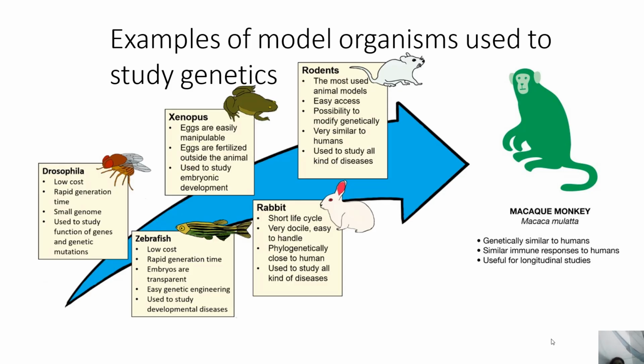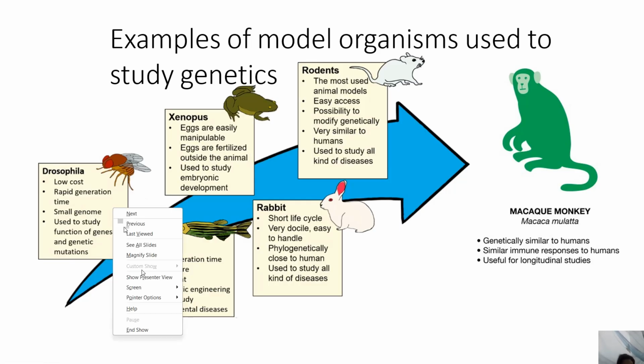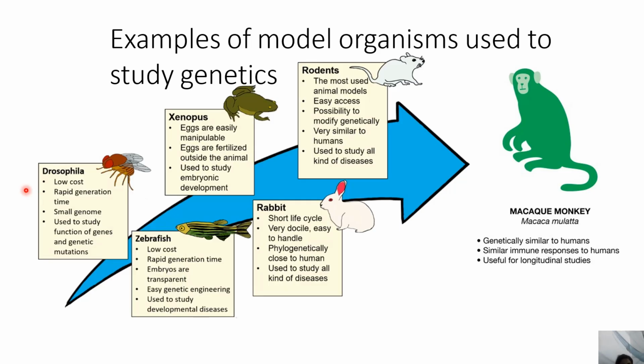Now, what are the examples of model organisms used to study genetics? For example, Drosophila: the reasons are low cost, rapid generation time, small genome, used to study functions of genes and genetic mutations. Zebrafish also low cost, rapid generation time. Embryos are transparent, so microscopy can be done easily. Easy genetic engineering, used to study developmental diseases.